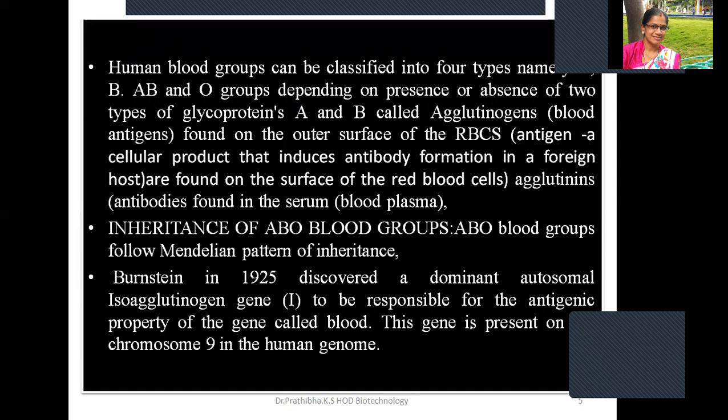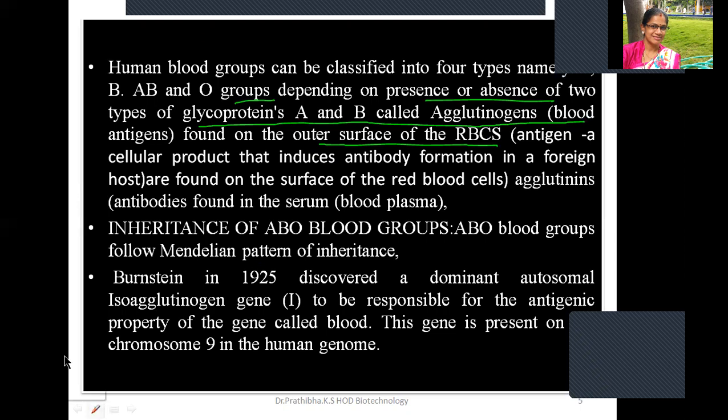Human blood groups can be classified into four types, namely A blood group, B blood group, AB blood group, and O blood group. We classify them depending on the presence or absence of two types of glycoproteins, A and B, which are called agglutinogens or antigens. Those are called blood antigens, which are found on the outer surface of RBCs.